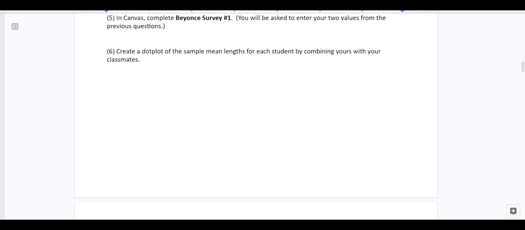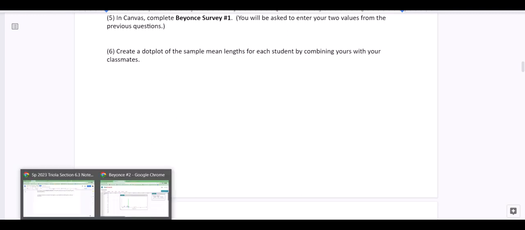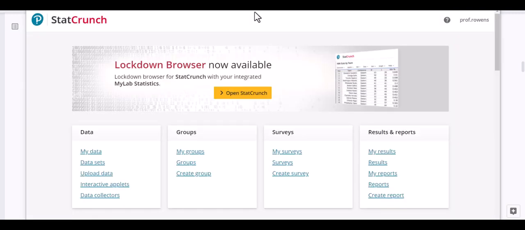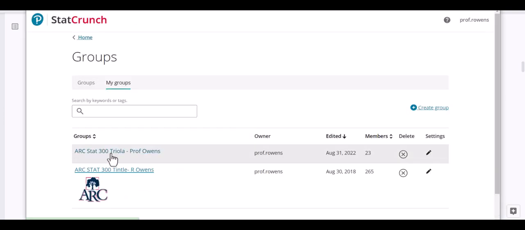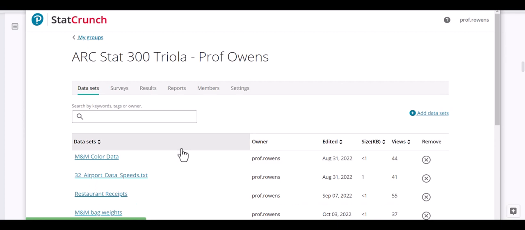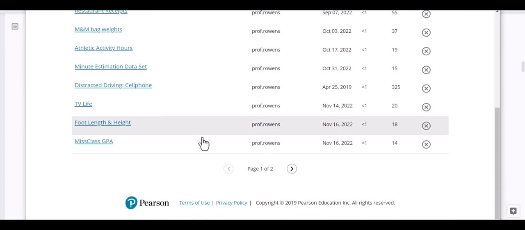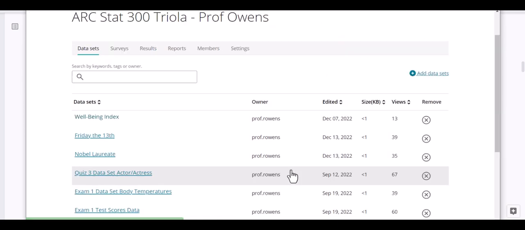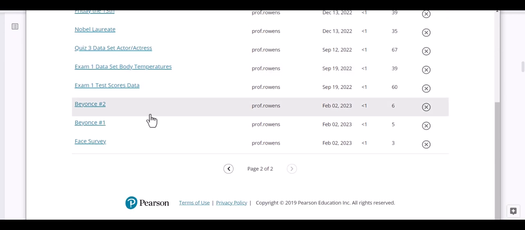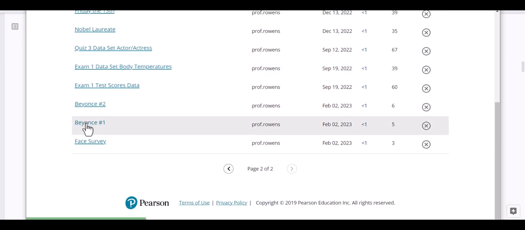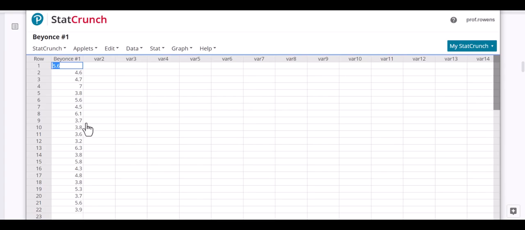And so let's combine it with your classmates. And so let's go to StatCrunch real quick and find that. So when you log on to StatCrunch, go to My Groups and then find our group in there. And then usually any new data that I add is going to be added to the last page. So just scroll to the last page. And here we have Beyonce number 1. And so when you click on that, you'll find the data.